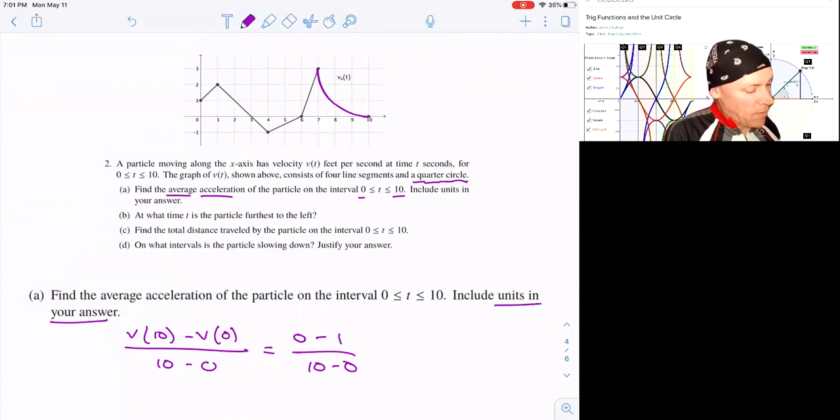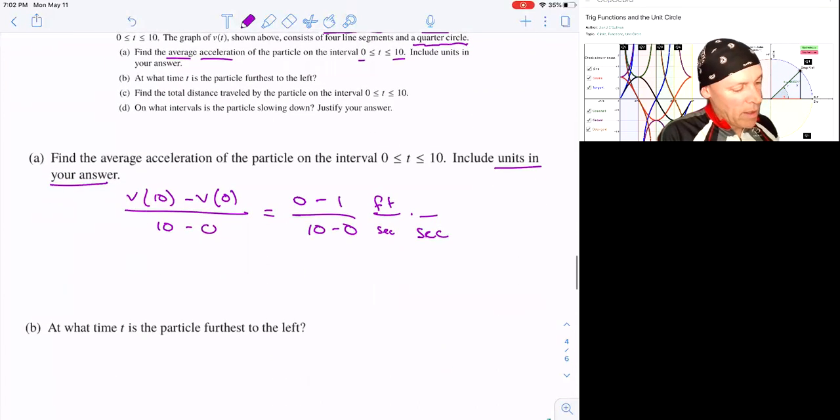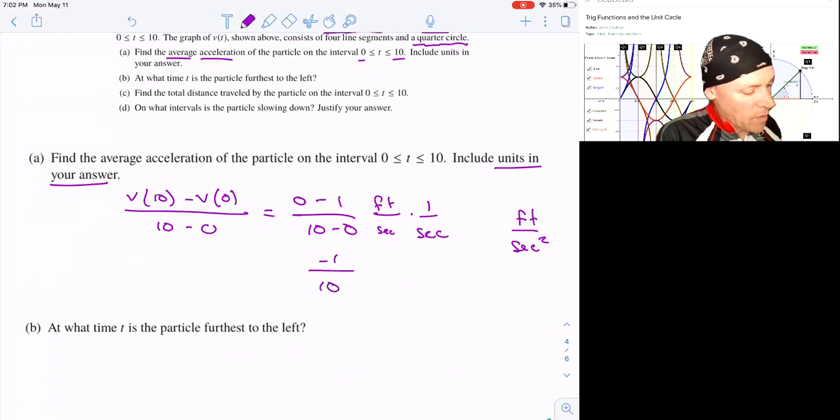Well, I can think the units for velocity are given as feet per second and time t in seconds. So this is going to be feet per second over seconds. Or I could just call that feet per second squared. Okay, that's going to work too. Either way, I want to do this. -1 over 10 feet per second squared.